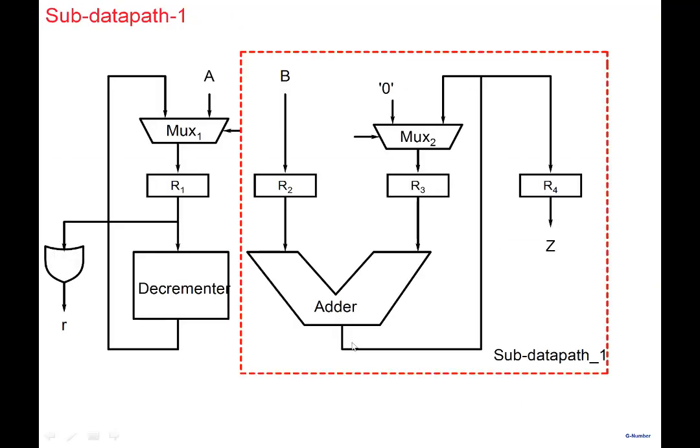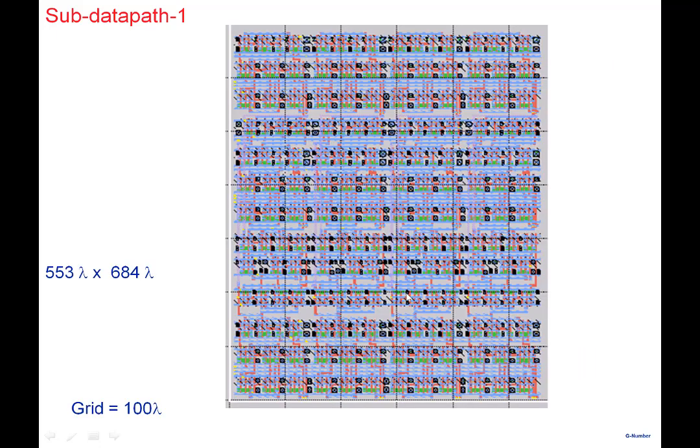Now, let's see the whole sub-data path. You arrange them, remember how, one on top of each other. This is how it looks like: 553 lambda by 684 lambda. If you go step by step, if you just look at it, it looks complex, but going step by step, it's not that complex, okay? So this is our sub-data path one. You assemble them and you get the entire sub-data path one.